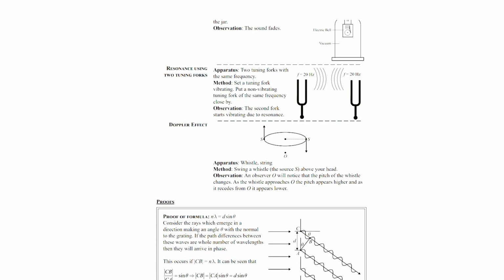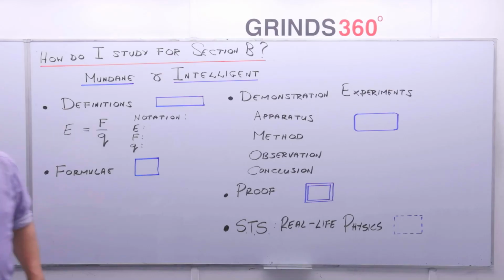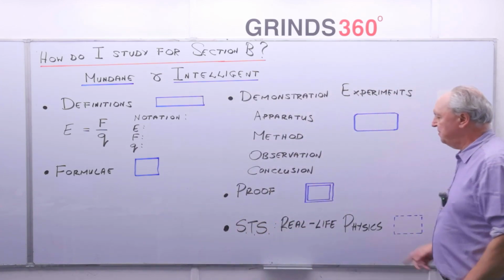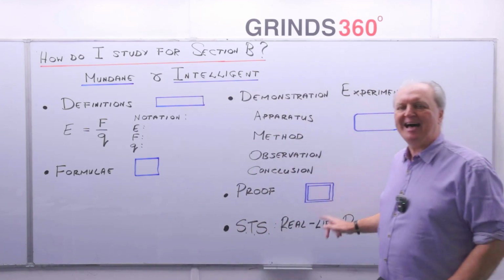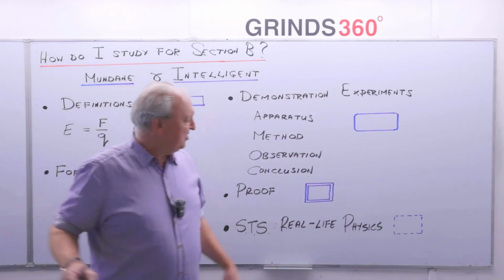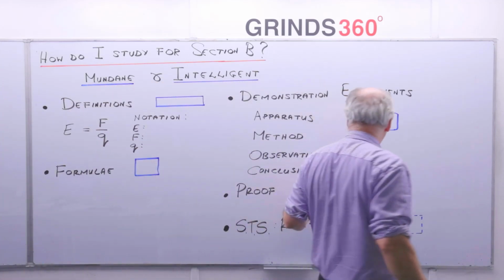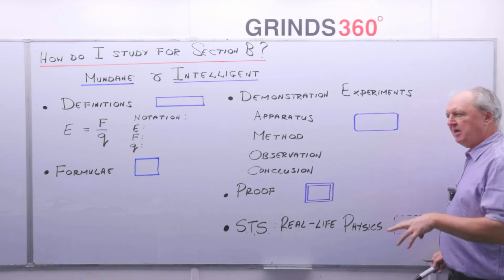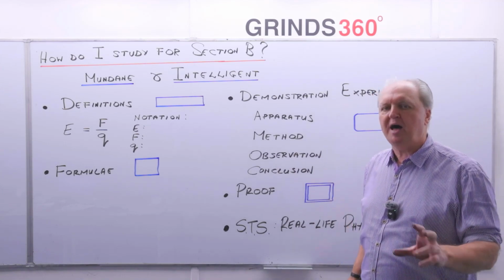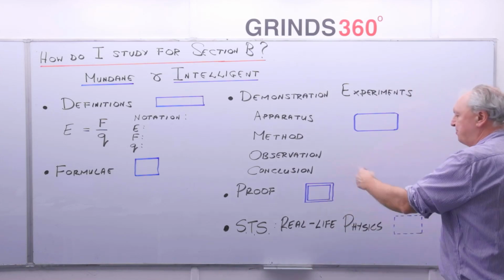What else do I have to do as part of the mundane? Well, proofs. You've got to do proofs. They're in your notes as boxes with double lines in them. There's not many of them around, but you've got to do them because if they do ask it as part of a question, it's usually worth quite a high number of marks. So your proofs are in there.